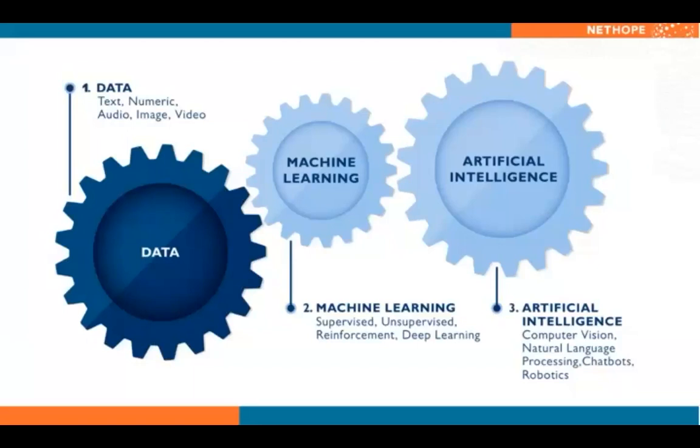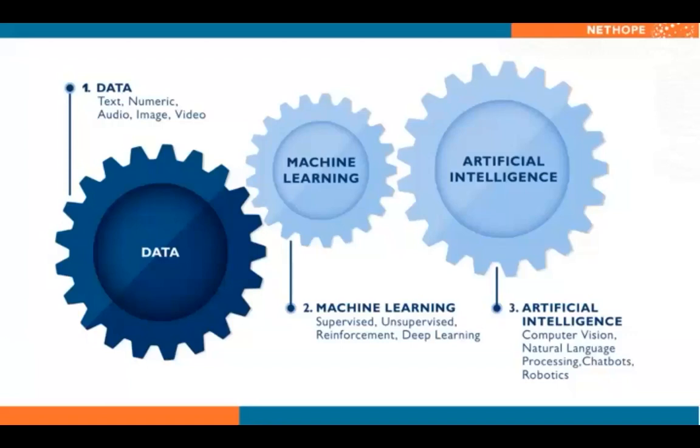And so when you have a lot of data, which can be in any format, really, so text data, numeric data, audio, image, video, you can use machine learning to detect patterns that might exist in that data and then make predictions on future data based on those patterns. And so here are a few different types of machine learning: supervised, unsupervised, reinforcement, and we'll talk about that a little bit more in detail.